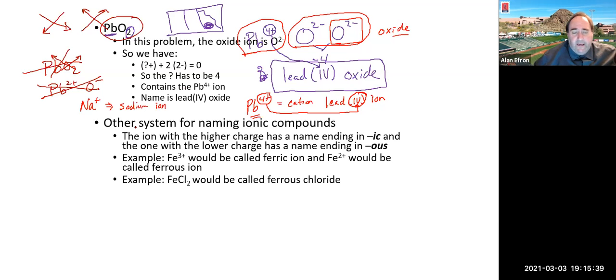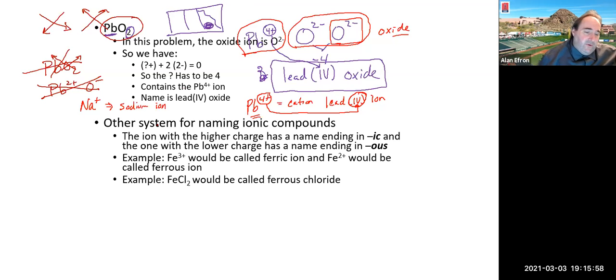Both of these are ionic compounds, which means there is absolutely no sharing of electrons happening here. We have a complete transfer of electrons, and what's holding everything together is simply the positive and negative attractive force between the two.